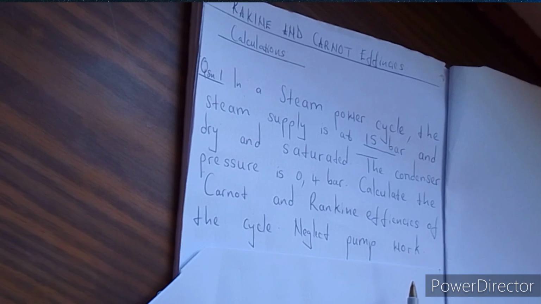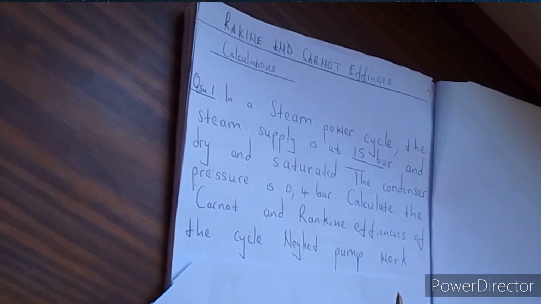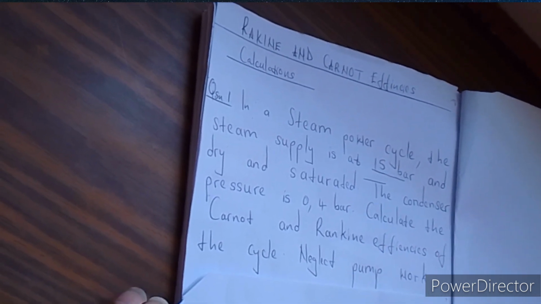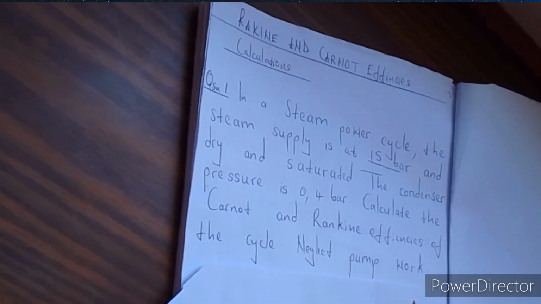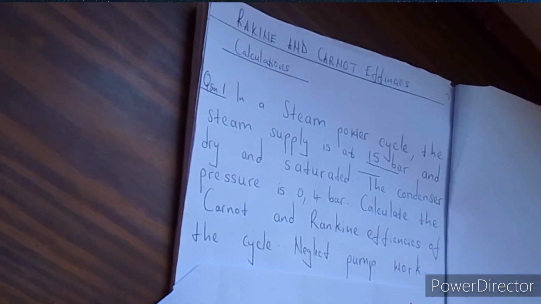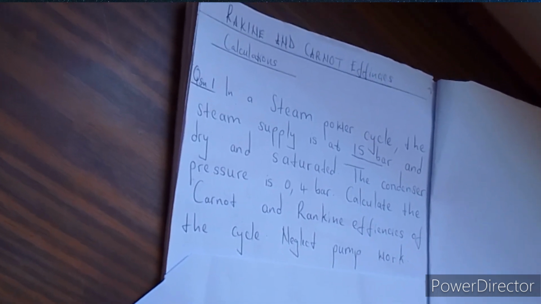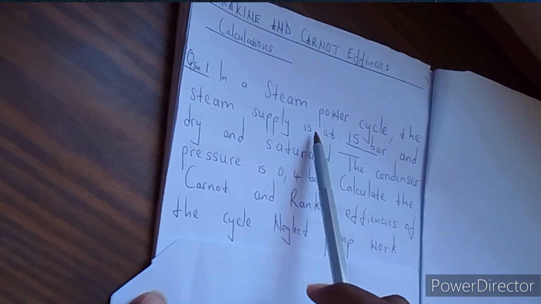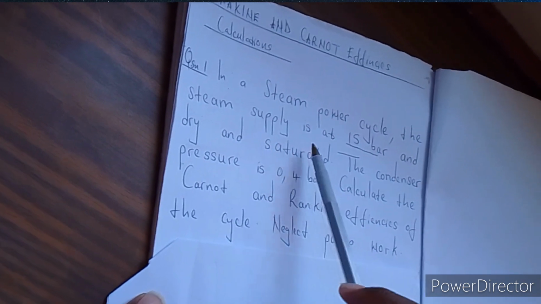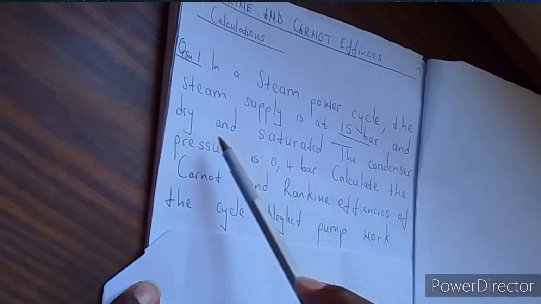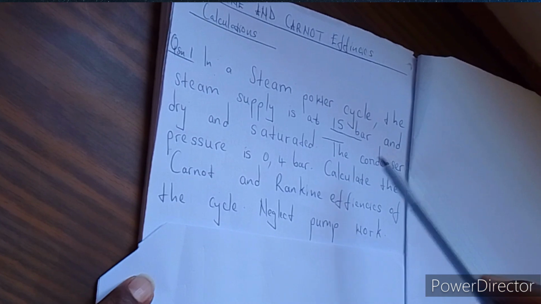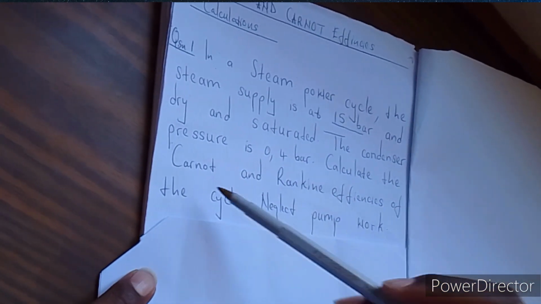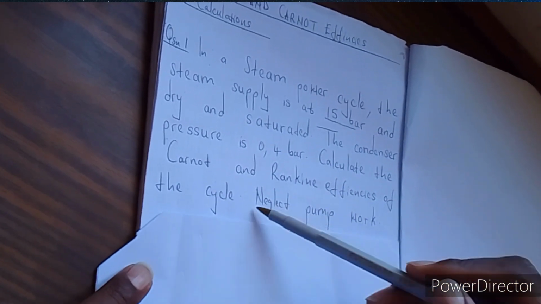Today we are going to look at Rankine and Carnot efficiency. So we are given a problem here, so we have to solve this problem by calculating the Carnot and the Rankine cycles. So let us read the first question. The question is saying, in a steam power cycle, the steam supply is at 15 bar and dry and saturated. Then the condenser pressure is 0.4 bar. Calculate the Carnot and Rankine efficiencies of the cycle.